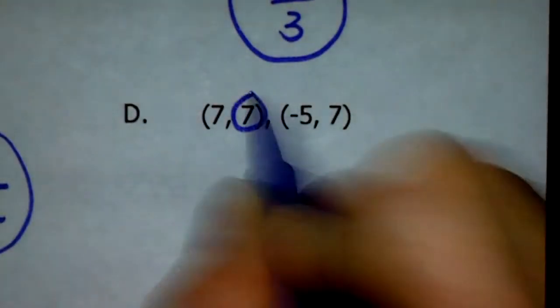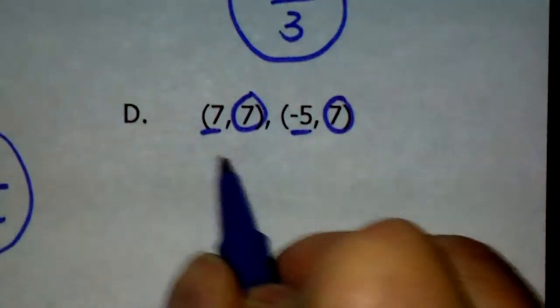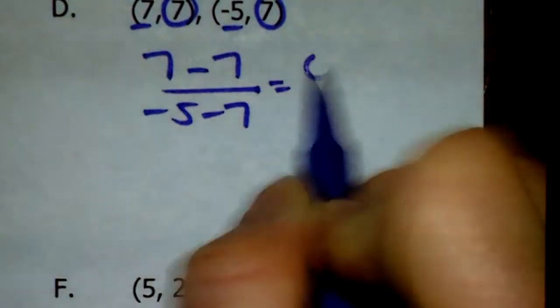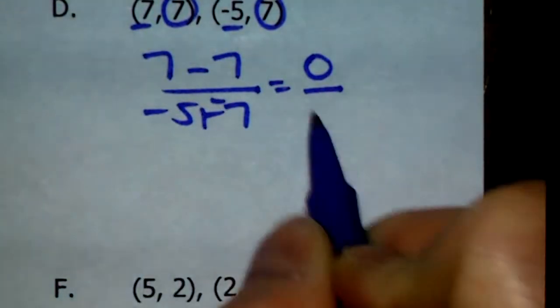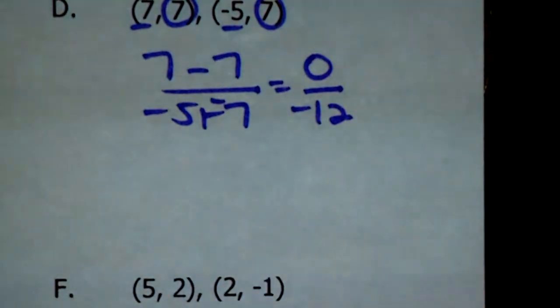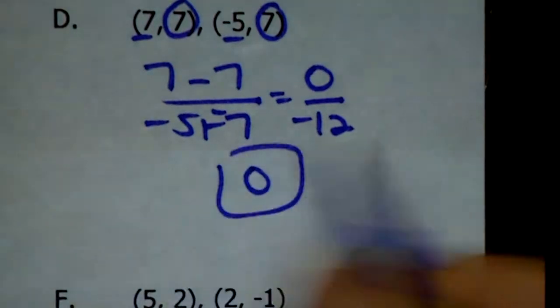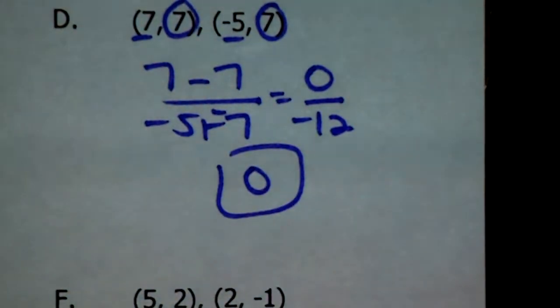Next, okay, here are my y's, here are my x's. y2 minus y1 over x2 minus x1. 7 minus 7, yep, it's 0. And negative 5 plus negative 7 is negative 12. And if I take 0 divided by a number, it equals 0. So my slope of this one is 0. This isn't the undefined one. The undefined one happens when you try to divide by 0, because thou shalt not divide by 0.